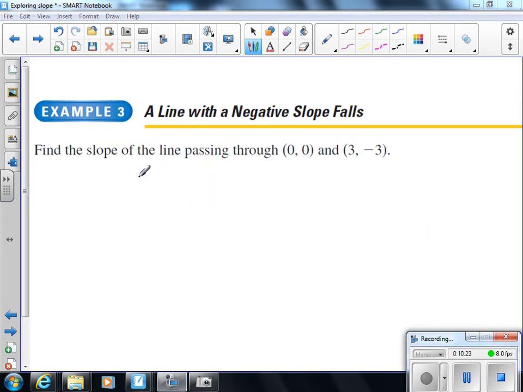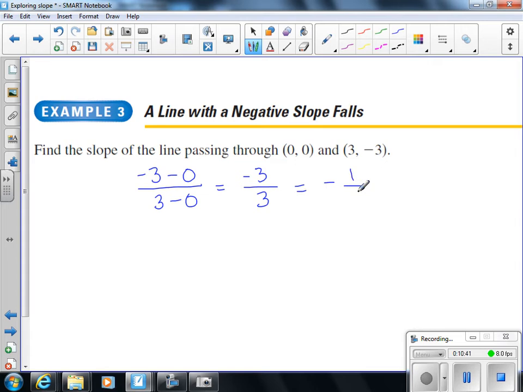Okay, let's try this one. Find the slope of this one. Change in y over change in, which one's your x? 3 minus 0. What's negative 3 minus 0? Negative 3. What's 3 minus 0? I can simplify that to negative 1 over 1 or just negative 1. So what kind of a slope would that look like? It would be going down. You do need to simplify, yes.